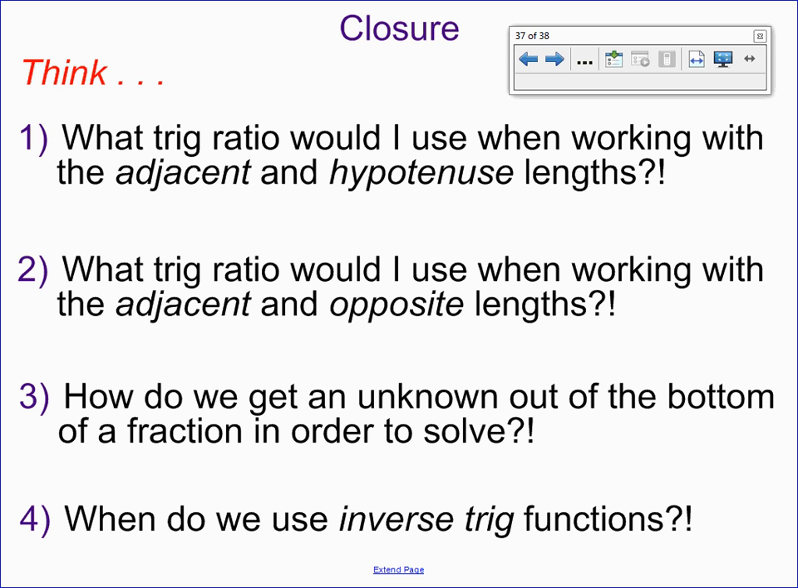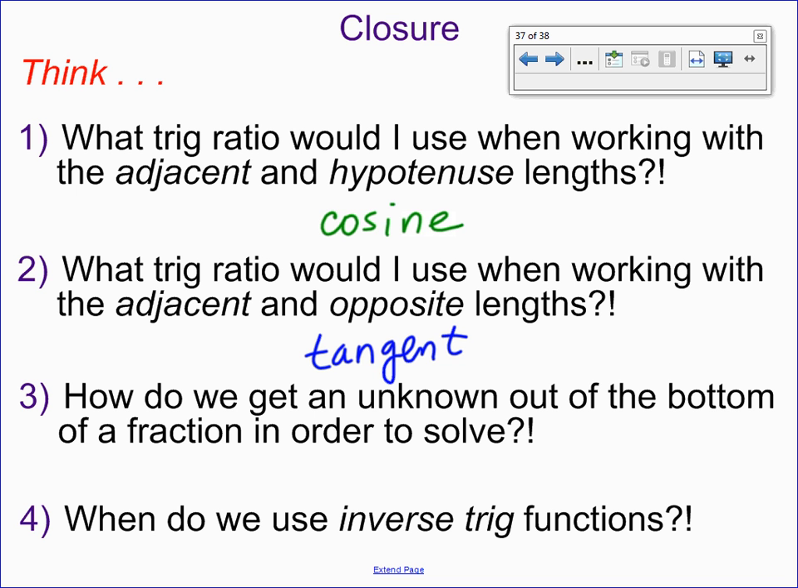Okay, go ahead and share with the whole class when I call on you. Please be ready. Number one, what trig ratio would I use when working with adjacent and hypotenuse lengths? Taylor? Cosine. Raise your hand again, the same as Taylor. Cosine. Good job, thanks, hands down. What trig ratio would I use when working with the adjacent and opposite lengths? Chloe? Tangent. Raise your hand again, the same as Chloe. Tangent. Good job, thanks, hands down.